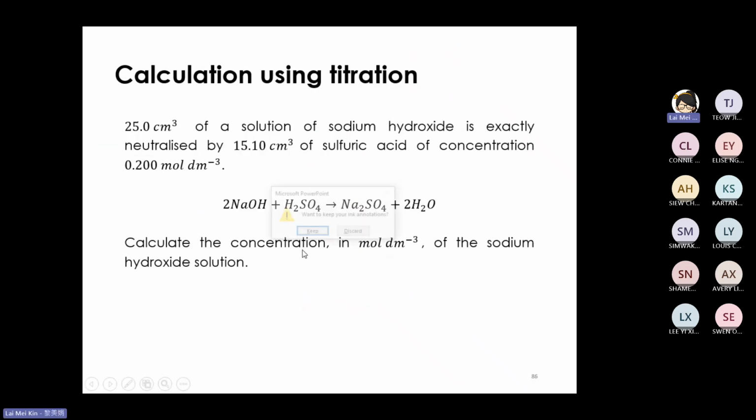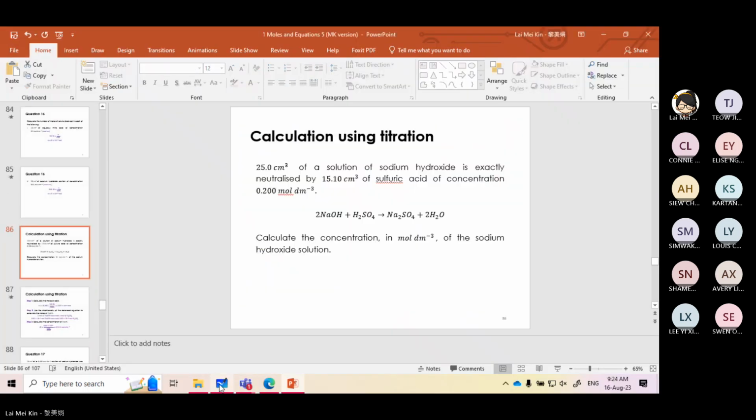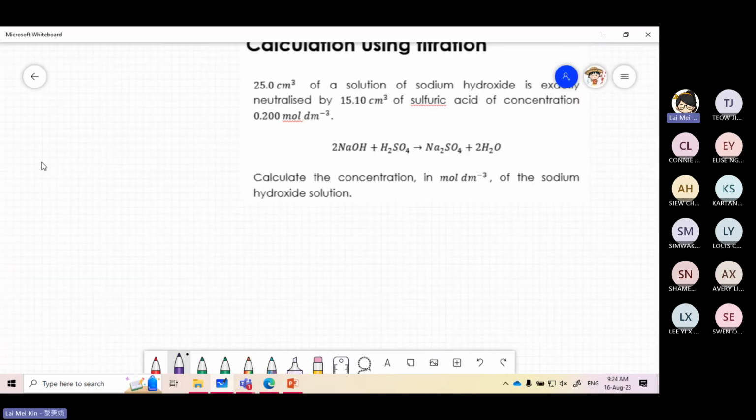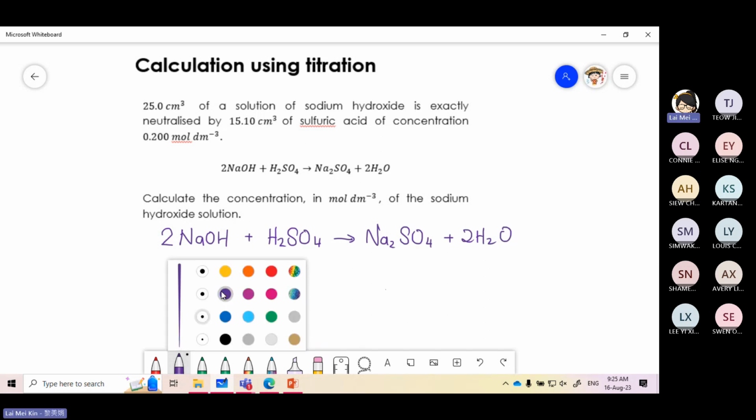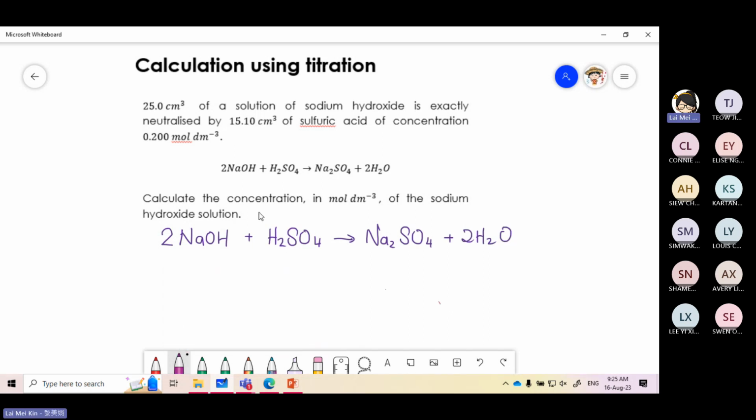Okay, so next. Before this, we were doing calculations involving stoichiometry, involving chemical equations, and we were talking about solids. So today we will do one or maybe two about liquids. It's the same concept. Let us look at this. I have the chemical equation, and then let's plug in the information. As I mentioned, the questions can be very long, so plug in what you have.